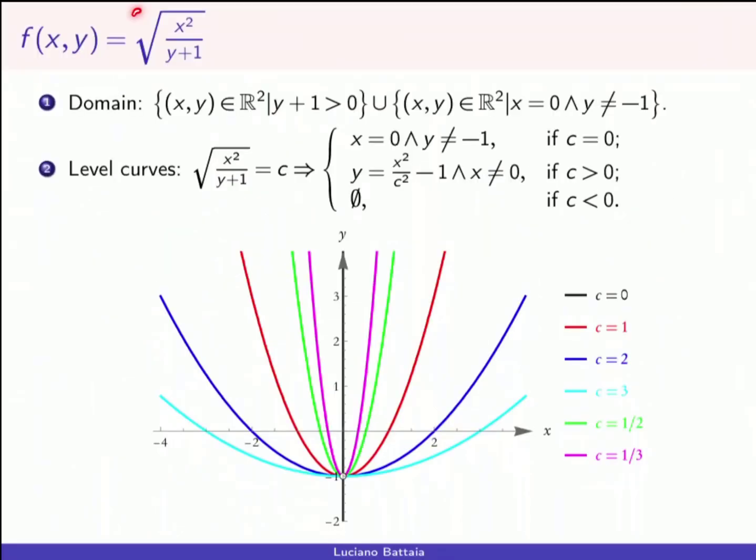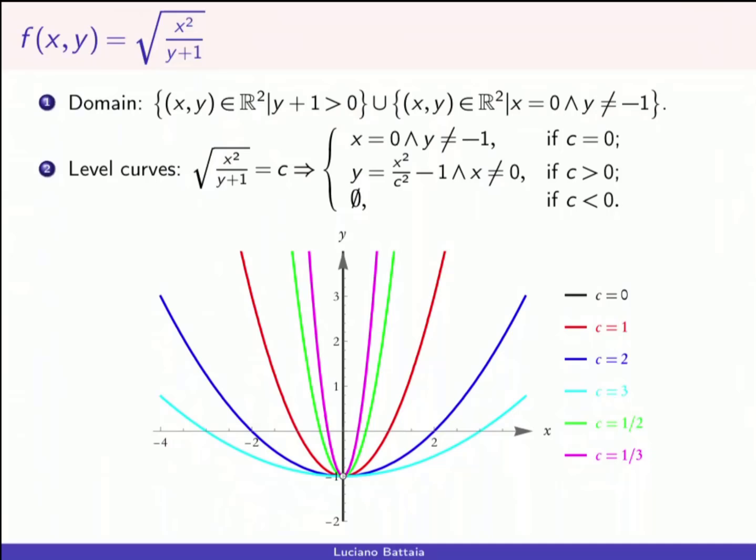Consider now the function square root of x squared over y plus 1. For the domain, we must split the problem in two parts. If x squared is 0, we have only the condition y plus 1 different from 0, and this is the second part. If x is different from 0, we need y plus 1 strictly positive in order to have a positive radical. The level curves are defined by this equation.